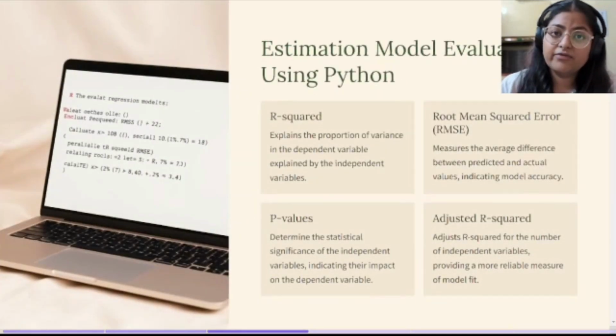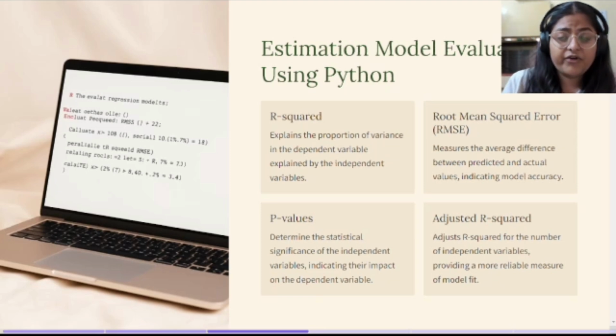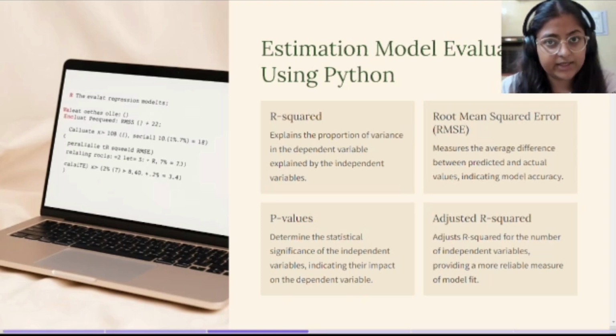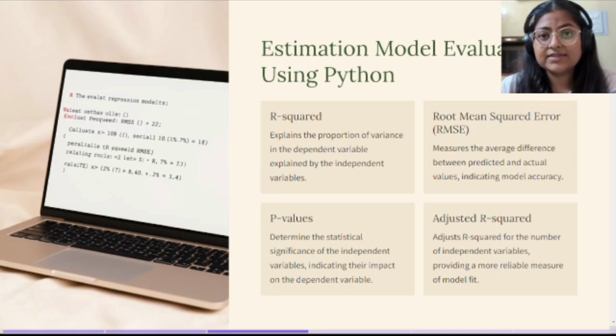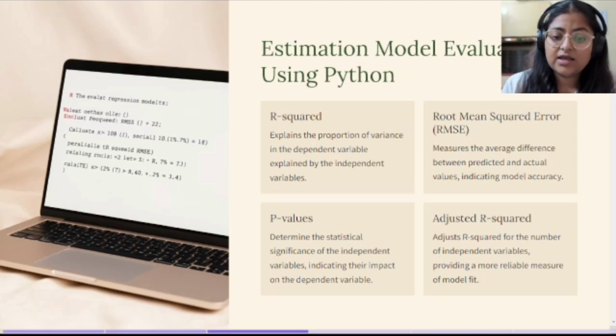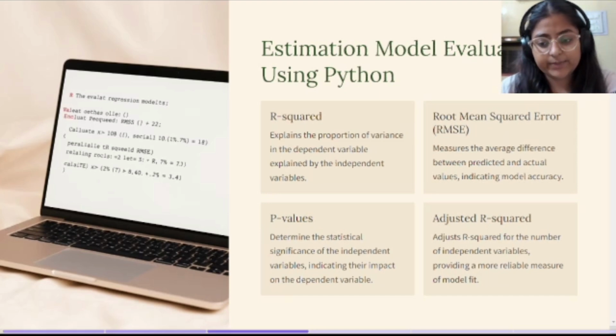Moving forward, let's see what are the various estimation models used for regression using the Python language. We first use the R squared method. It explains the proportion of variance in the dependent variable explained by the independent variables. Secondly, we use root mean squared error, RMSE. It measures the average difference between predicted and actual values, indicating model accuracy. Third is p-values. They determine the statistical significance of the independent variables, indicating their impact on the dependent variable.